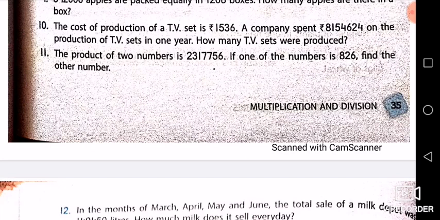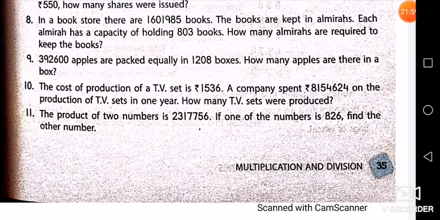So now we'll move on to question number 11. That is a little bit different. Now question number 11 is a little bit tricky. That will make you recall all the concepts which you have done earlier also. As I told you, division is the opposite of multiplication, and in this question the product of two numbers is 23,17,756.